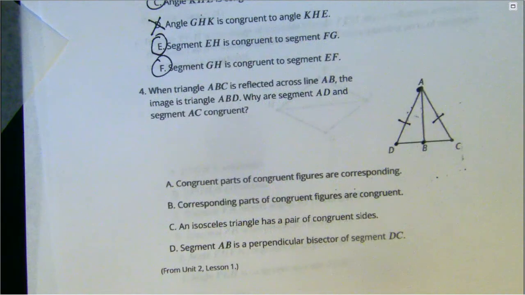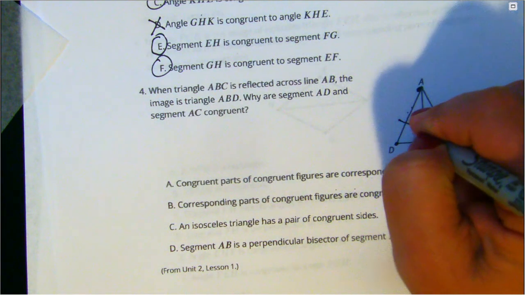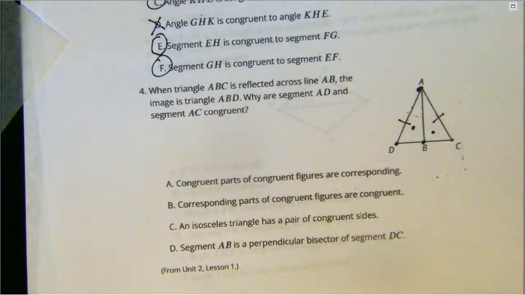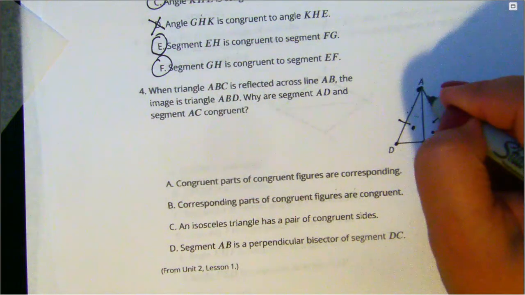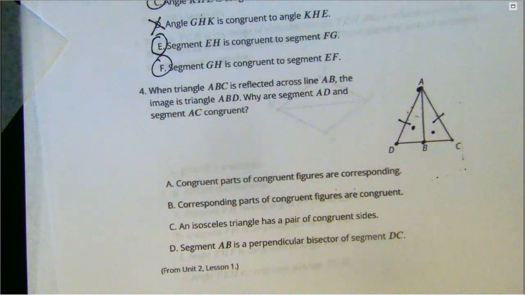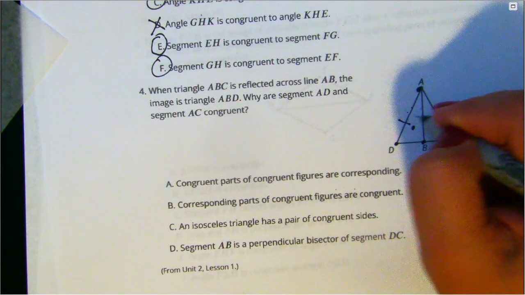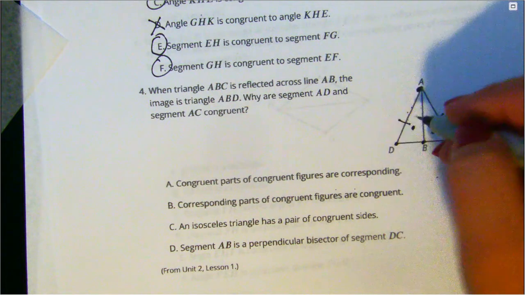Okay, well, this is a rigid transformation, so these two triangles are guaranteed to be congruent, this one and this one. And I know that AC corresponds to AD, and corresponding parts of congruent figures are congruent. If that corresponds to that, and I know those two figures are congruent, then those two sides have to be congruent.